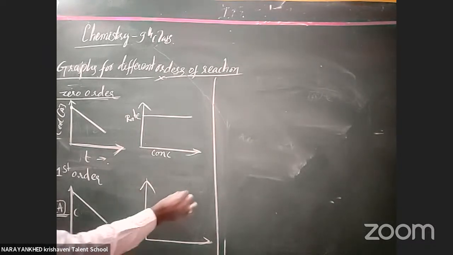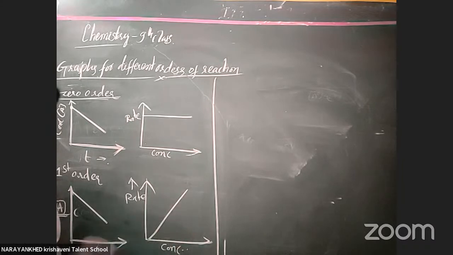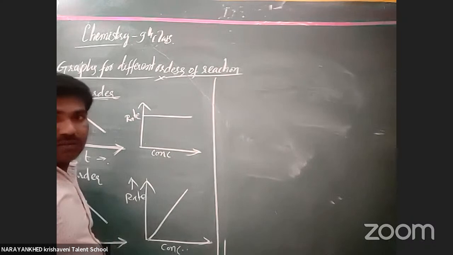The rate increases with the concentration. Okay, clear or not, all the students? The rate increases with the concentration, and in all the orders the rates increase except the zeroth order. In the zeroth order the rate is a constant, not depending on the concentration. Why? Because the concentration is not varied. Yes, anything to the power of zero remains constant.